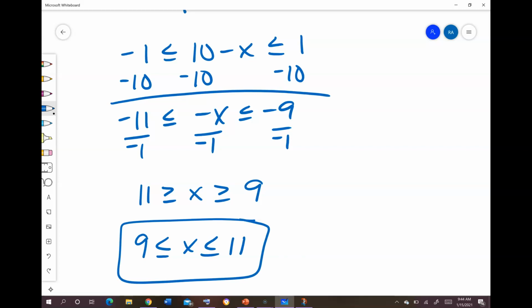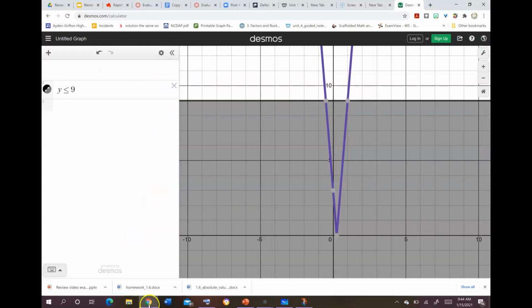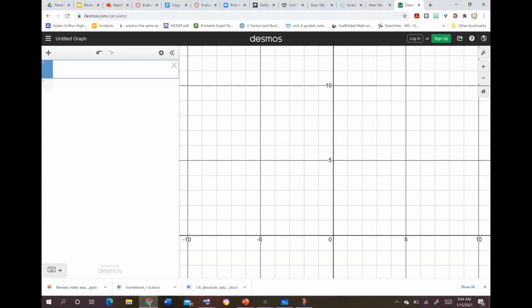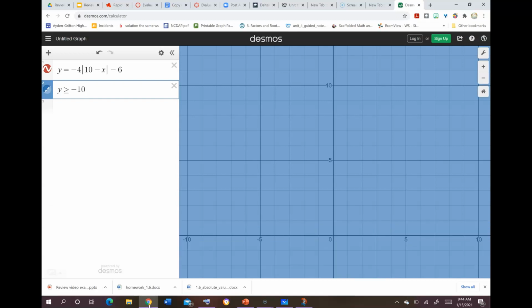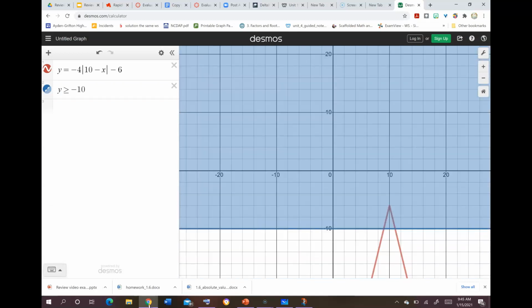All right. So let's go to Desmos. And let's see what this bad boy looks like when we graph him. Okay? All right. So we're going to type him in. Negative 4, absolute value. Oh, forgot my y equals. Y equals. There we go. 4, 10 minus x. And then minus 6. And then y is greater than or equal to negative 10. Okay? Put this down. Let's zoom out some. Let's find our graph. Okay.